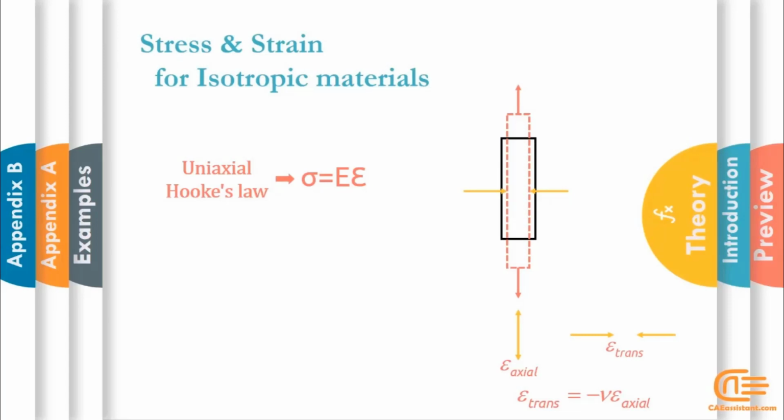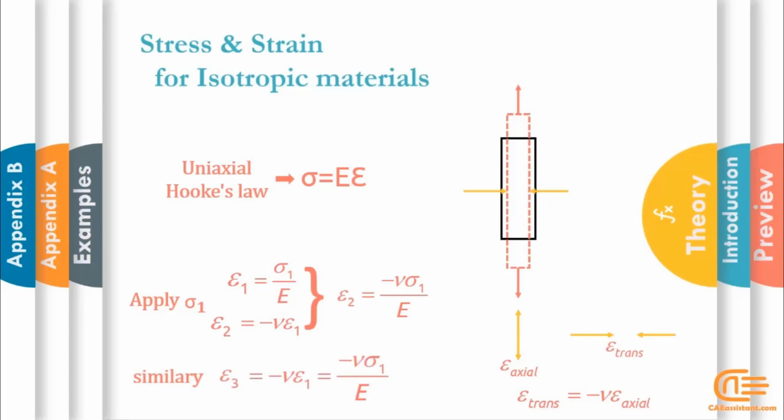So this is the uniaxial law. In order to find strain in multiaxial loading, we should apply the principle of superposition. We have epsilon in direction 1 equal to sigma 1 divided by E, and epsilon in direction 2 equal to negative Poisson's ratio times strain 1, which we can replace with this, and epsilon 3 is the same as strain 2.